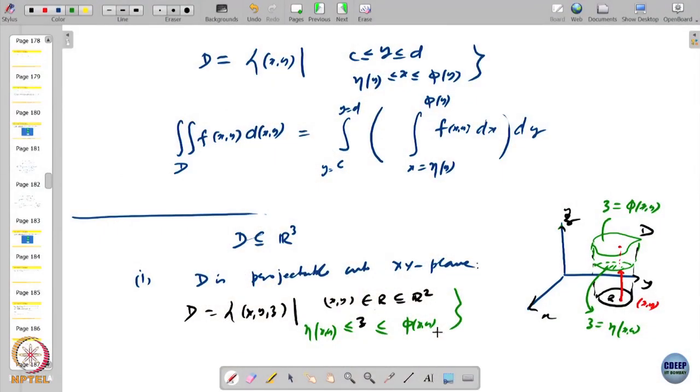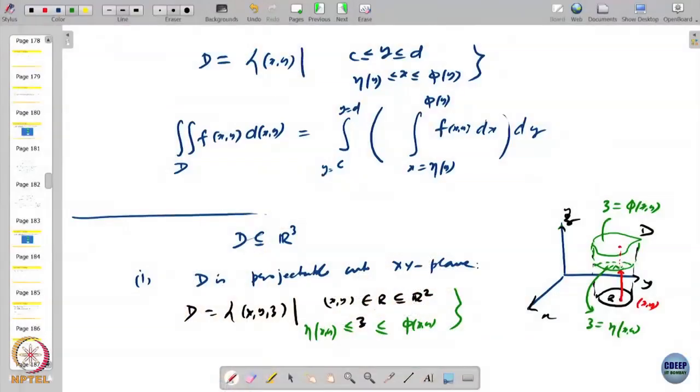So when you project it onto the xy plane, that is the region R. How are the points described for a projection? Projection means the z coordinate becomes 0. So for any point (x,y) in the projected region R, how high you have to go so that you are in the domain: you start at the surface eta(x,y) and go along the z axis up to the surface phi(x,y). So this is a domain which is projectable onto the xy plane.